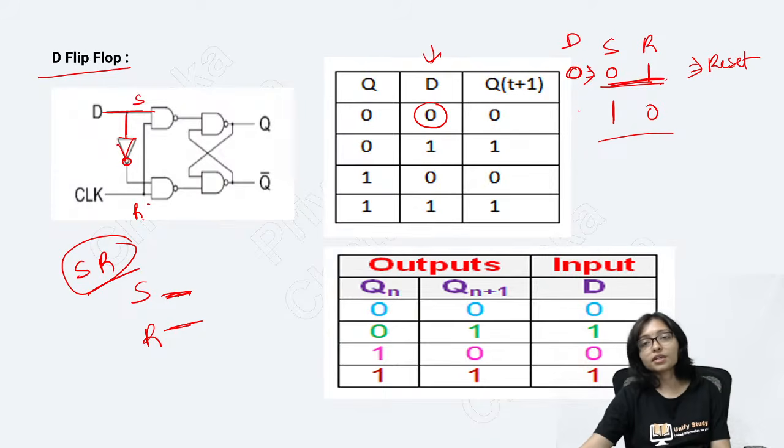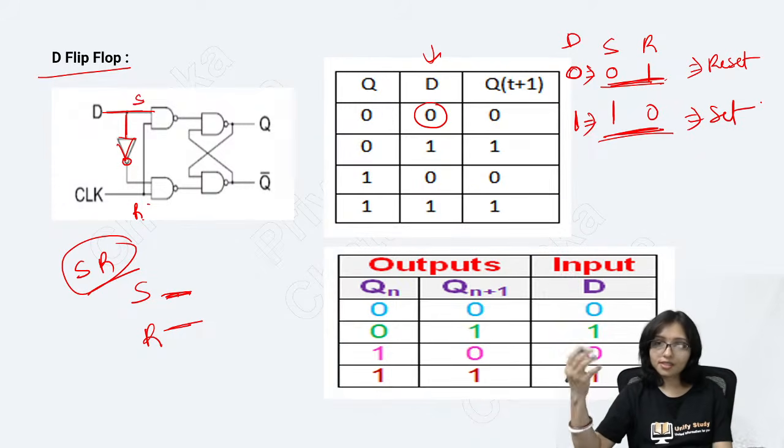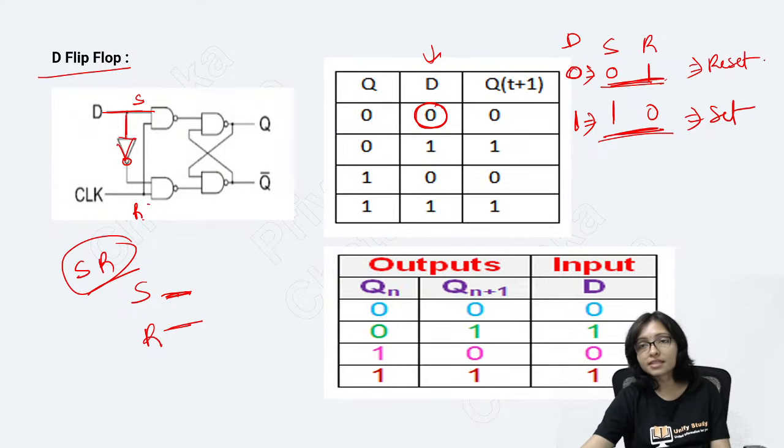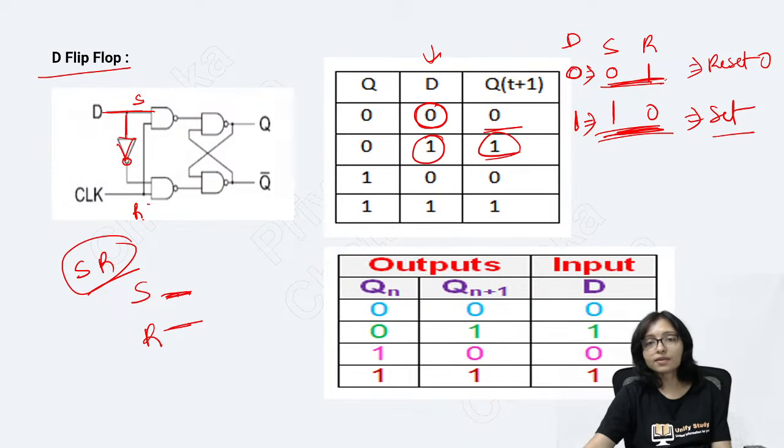This is the value of D. D is 1, that is 1, 0. That is actually set, right? So that's why you can see when D is 0, that is reset, meaning 0. When D is 1, that is actually 1, 0. That's why it is set, that is 1.